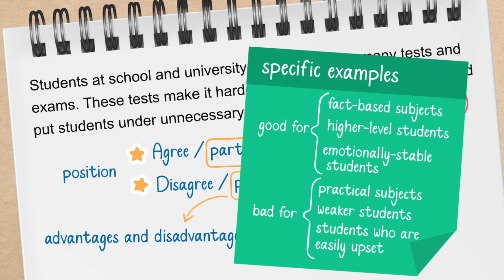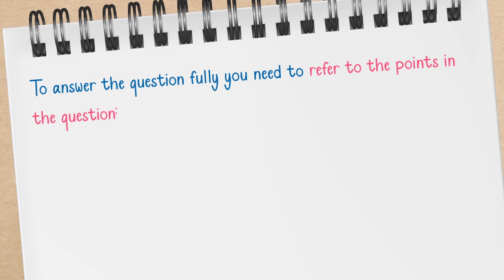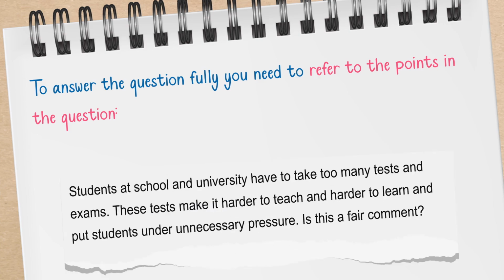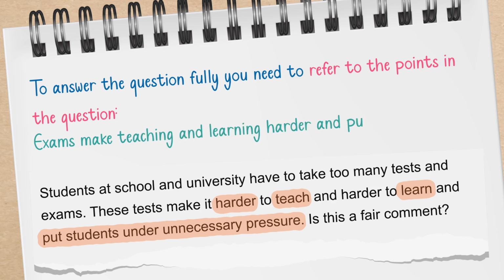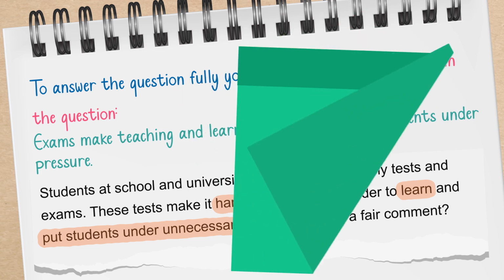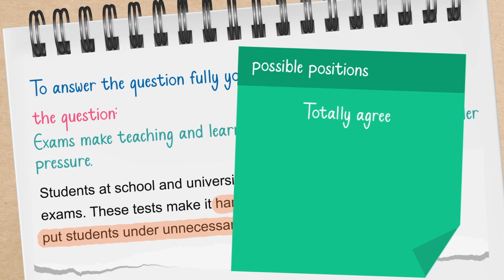So in this case, if you are specific and if you do agree and disagree with the question, you say that these are the advantages and disadvantages. In this case, you have to be more specific. So this way you will get a very high grade for your task response. And to answer the question fully, you need to refer to the points in the question. What are the points in the question? The points are that exams make teaching and learning harder and put students under pressure. So you have to say, I do agree with this. I believe that, yes, exams put students under pressure. You totally agree. And then you provide your main ideas and supporting details.